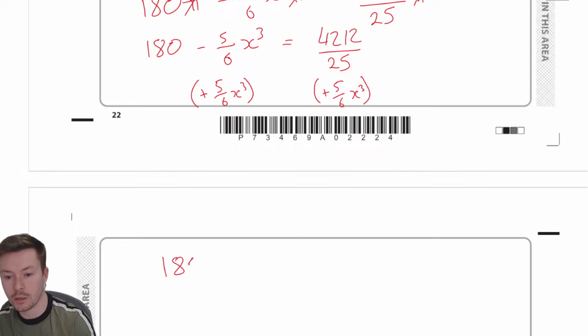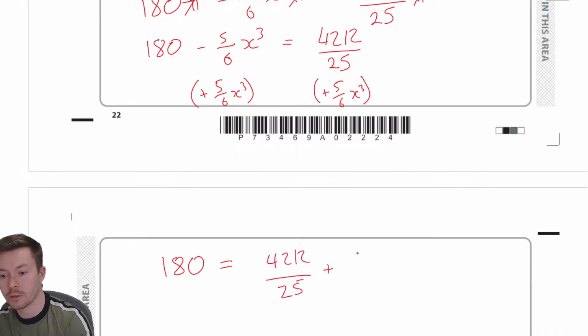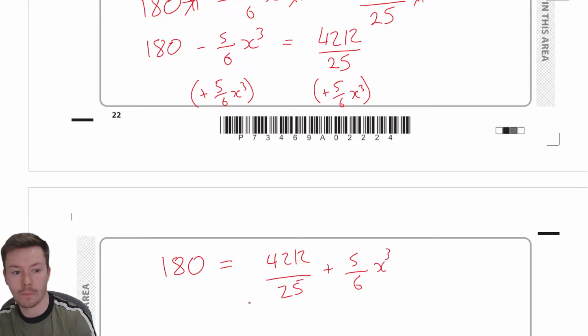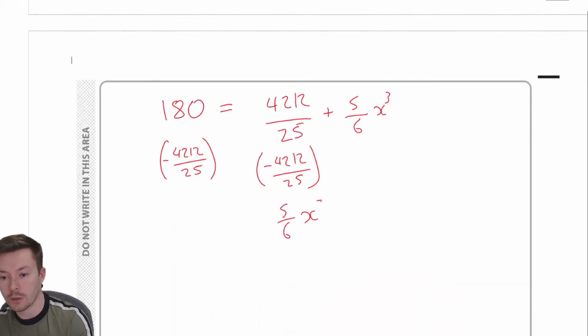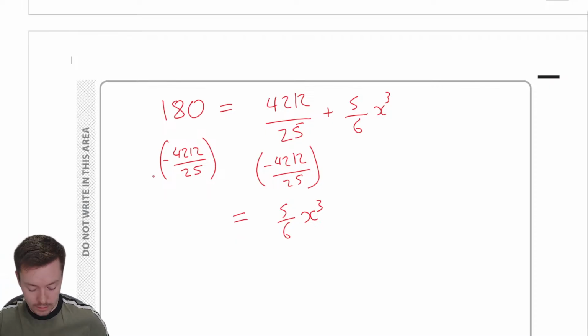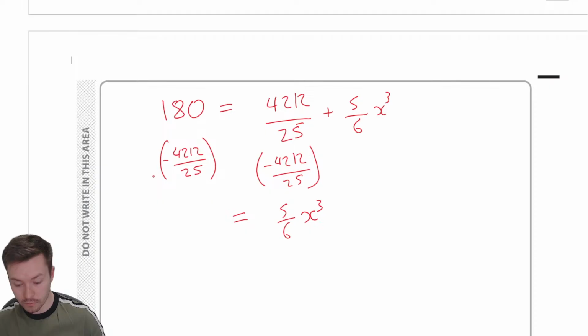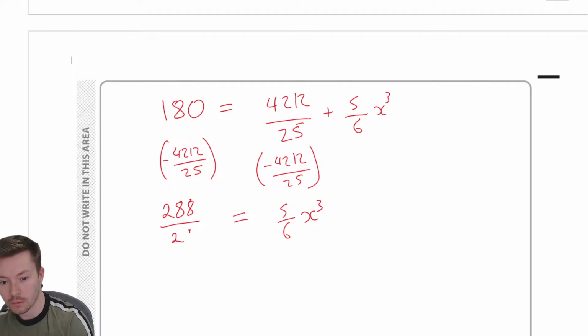So I'm going to get 180 equals 4212 over 25 plus 5 over 6 x cubed. I'm going to take away this fraction, so subtract 4212 over 25. And we're going to get 5 over 6 x cubed on the right-hand side left over, and then 180 minus that fraction is 288 over 25. We're going to divide both sides now by 5 over 6.